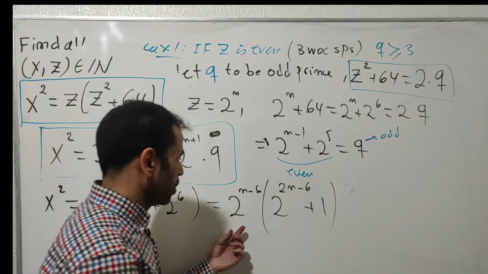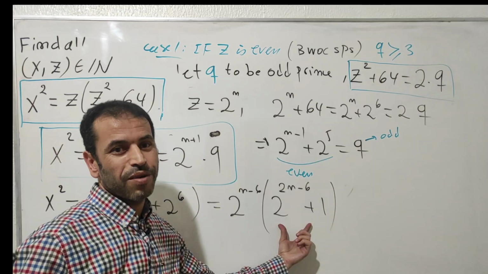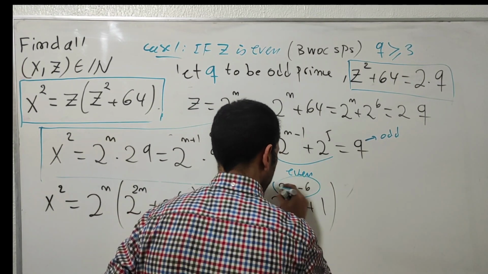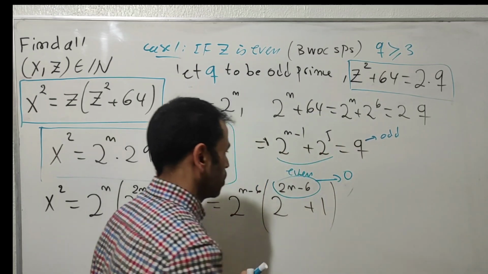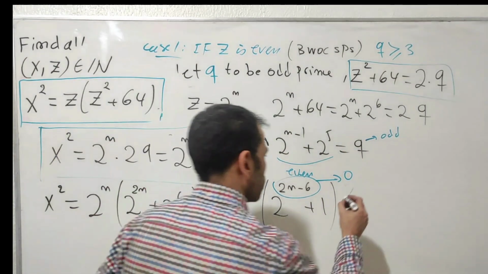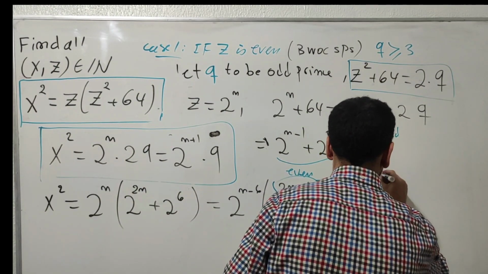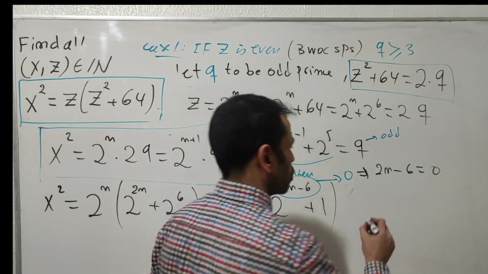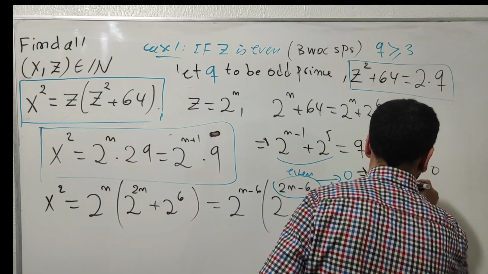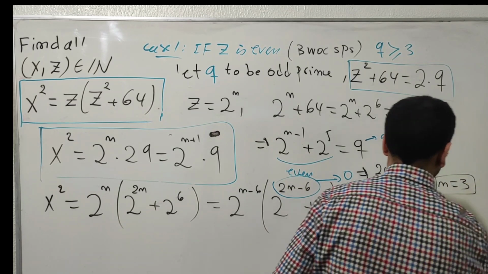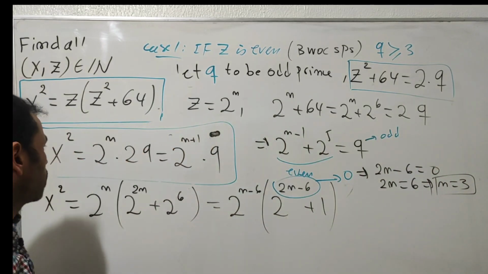Okay, this one is a power of 2, but this one is odd. Here is a problem. This exponent must be 0. Okay, this exponent is going to be 0 since this one is free of odd factor. So this one immediately is going to give us 2n minus 6 equals 0. Solving this equation, I get 2n equals 6. Thus n equals 3. Now we found the value of n equals 3.